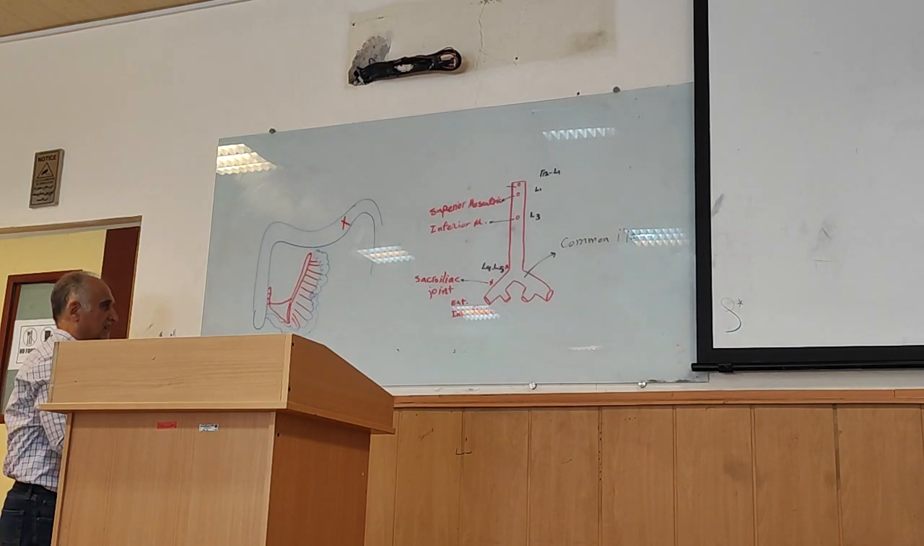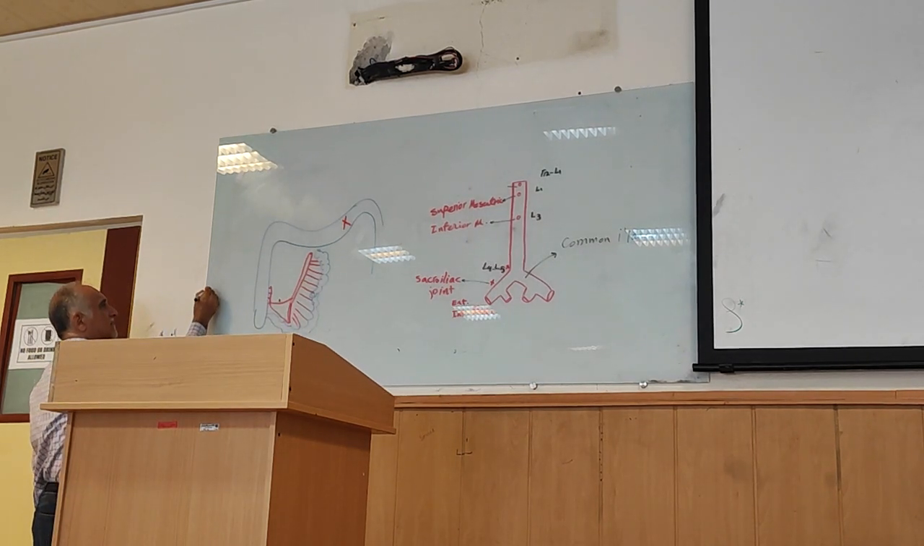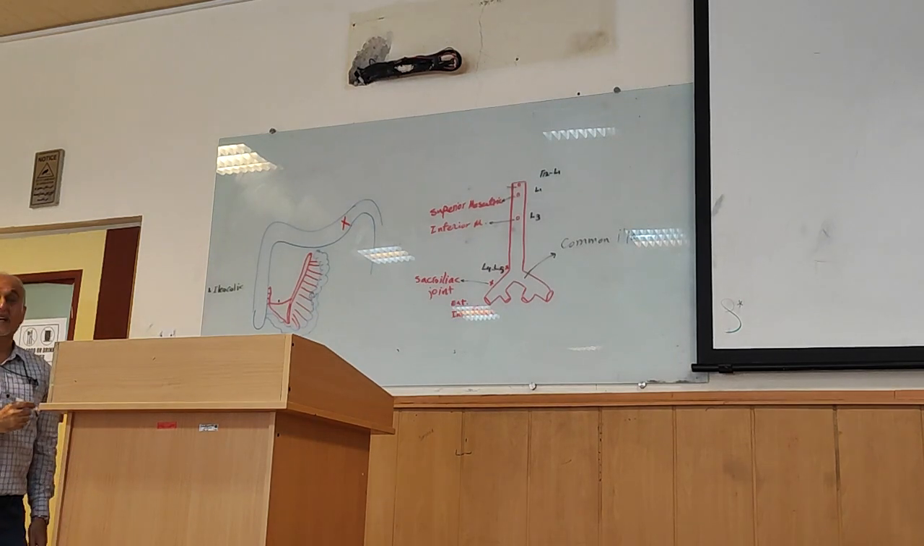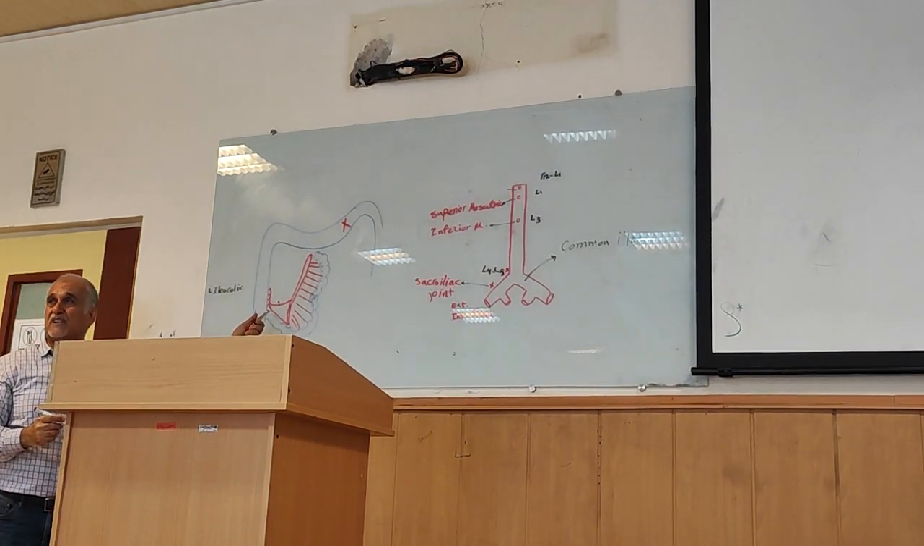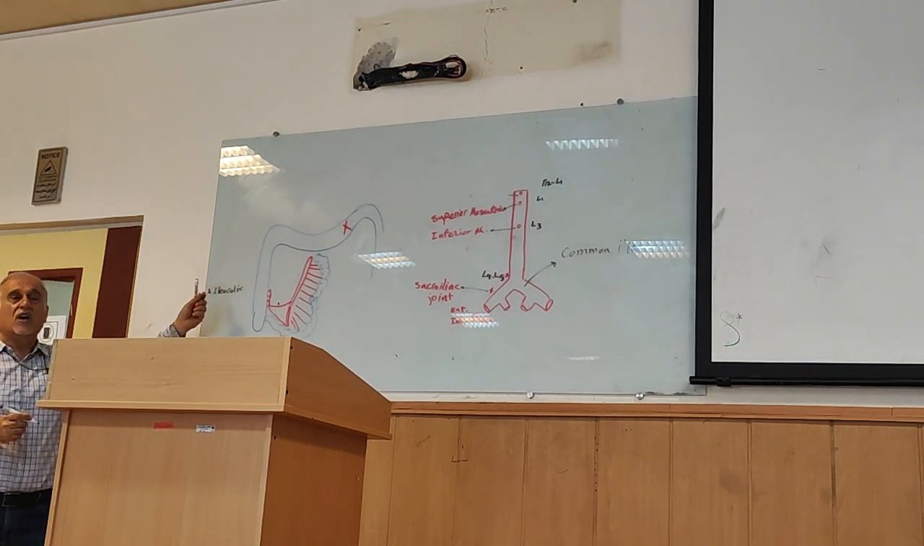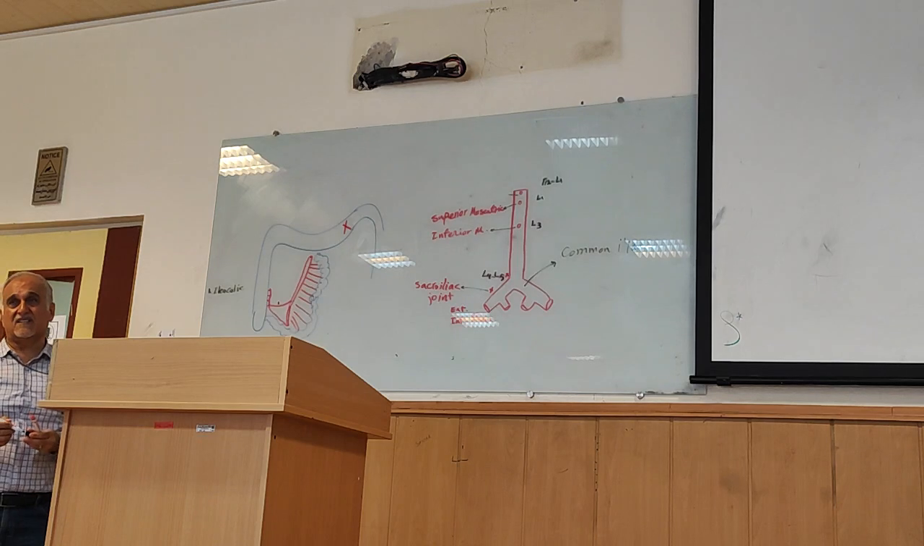This branch, one, is ileocolic. Ileocolic separates from the superior mesenteric at the right side. All the branches of the left side supply the small intestine.